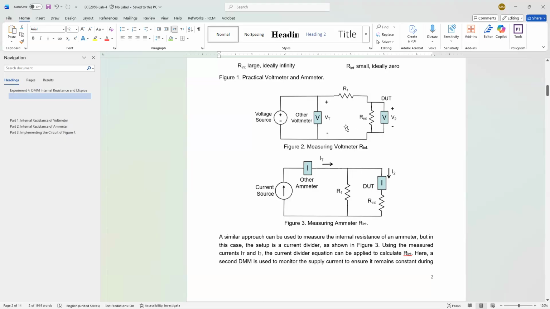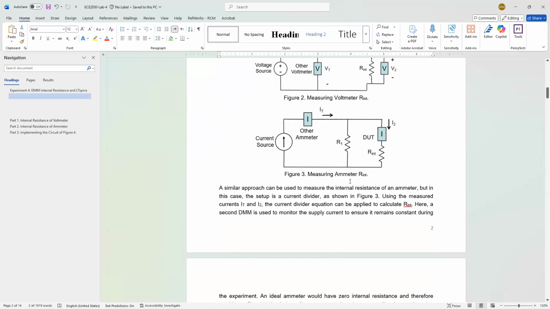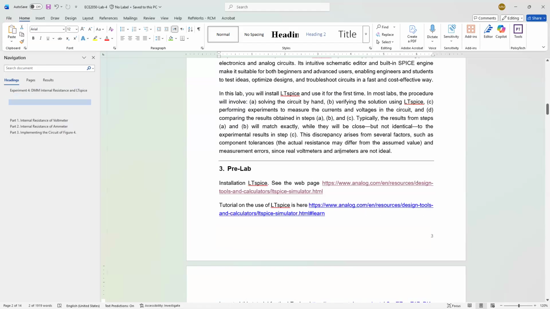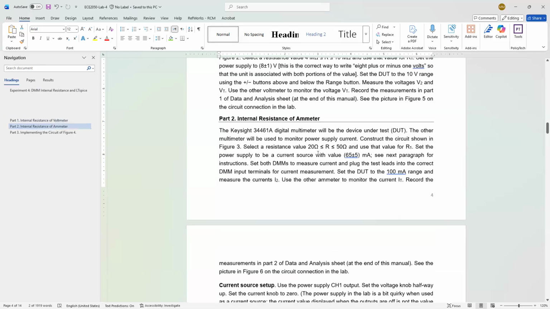Because if one of them is much bigger than the other one, you may find all the voltage there. If this one is much bigger, it's the same thing here. So here, when I select R1, I have to make sure that R1 is a small value. Why? Because I'm expecting R internal to be a small value. That's why, when you select R1, select something between 20 ohms and 50 ohms. Now you have to use the current source to make a current that is 65 milliamperes plus or minus 5. That means any value in the range of 60 to 70 milliamperes should be okay, right?